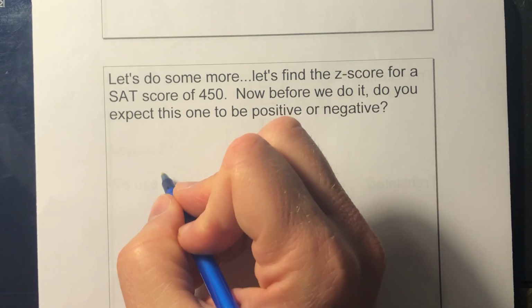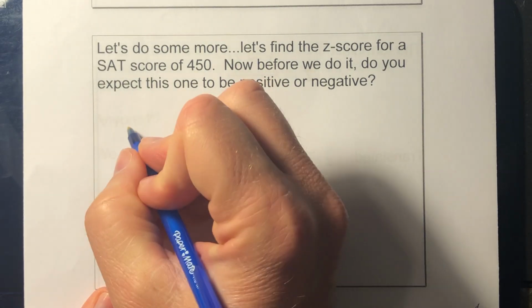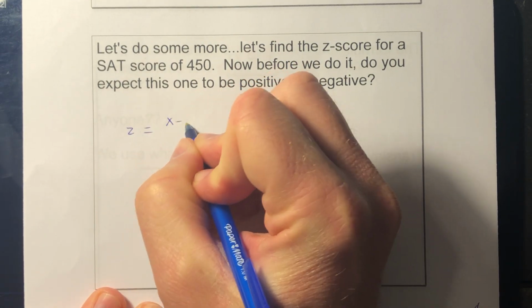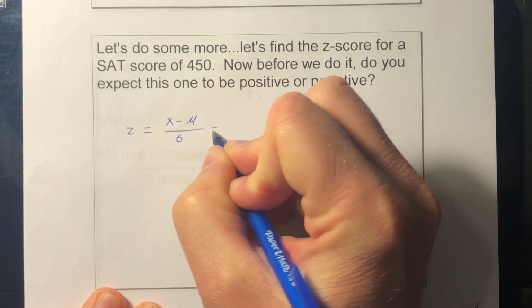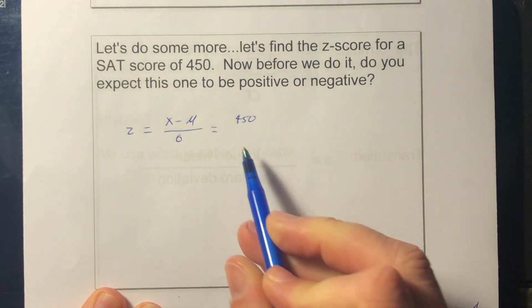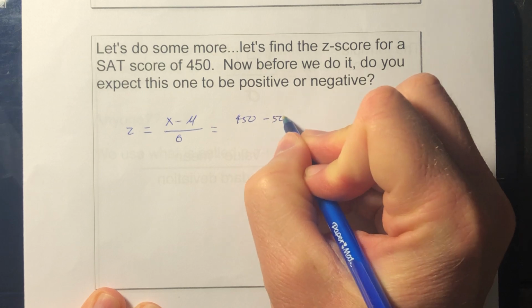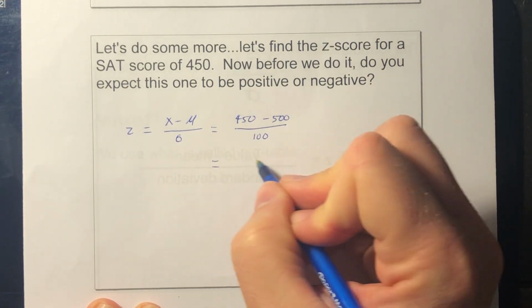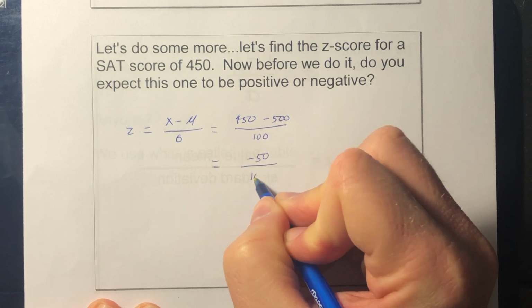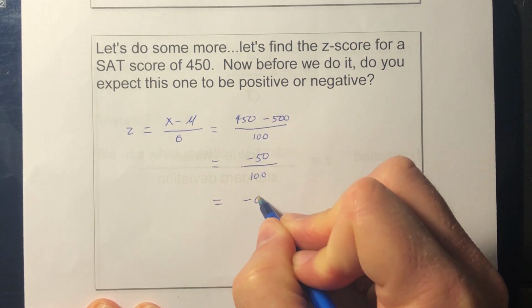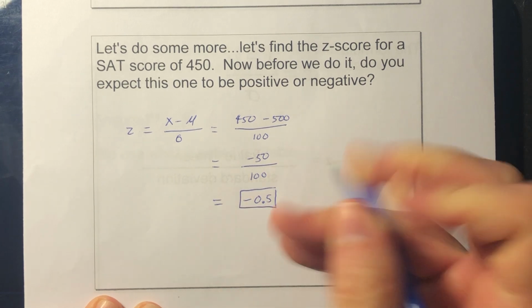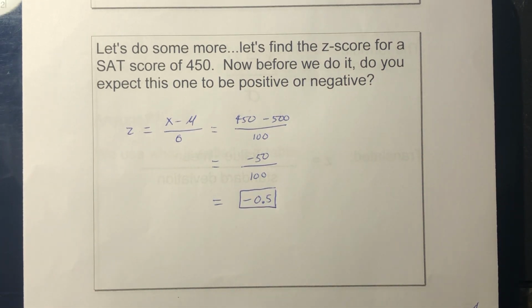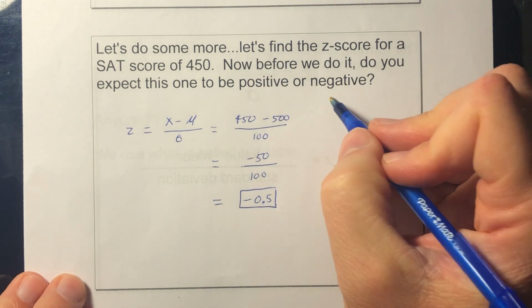Okay, so again, z is equal to x minus mu divided by standard deviation. This time we want to find a z-score of 450. Subtract the mean, divide by standard deviation. In this case we get negative 50 over 100, which is negative 0.5. So that is your z-score if you got an SAT score of 450. So that was negative.